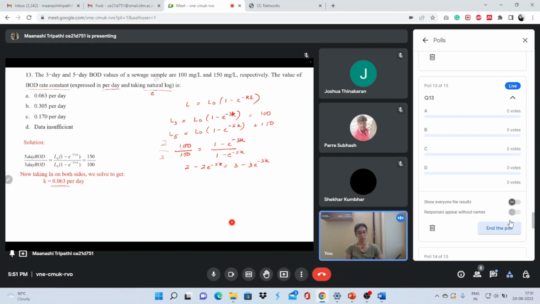We can check this. By solving, we can check this and we will get this answer. If there is any doubt, if you are not getting the answer, please tell me. We'll solve it again. You can try to solve this question and see if you are getting the answer.